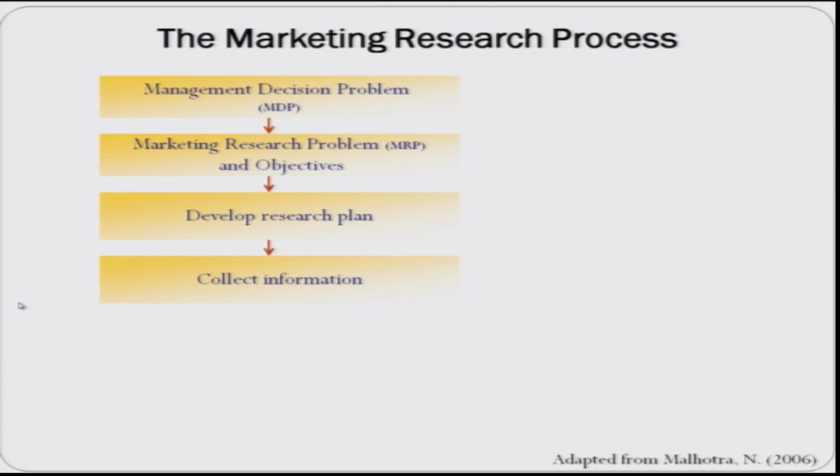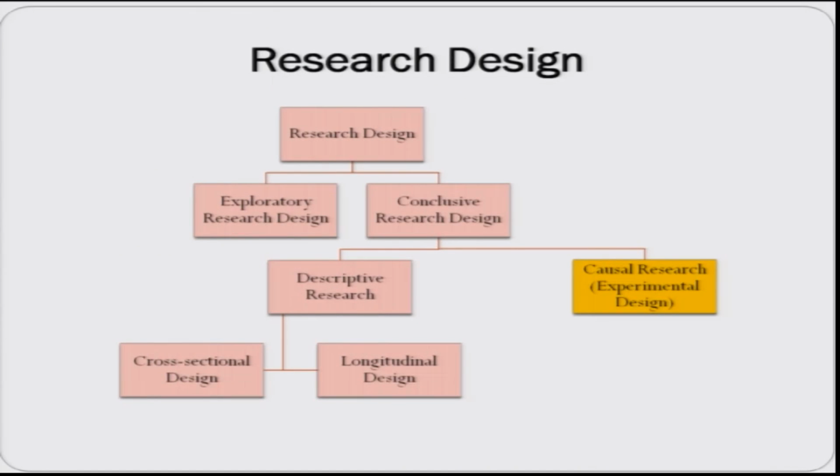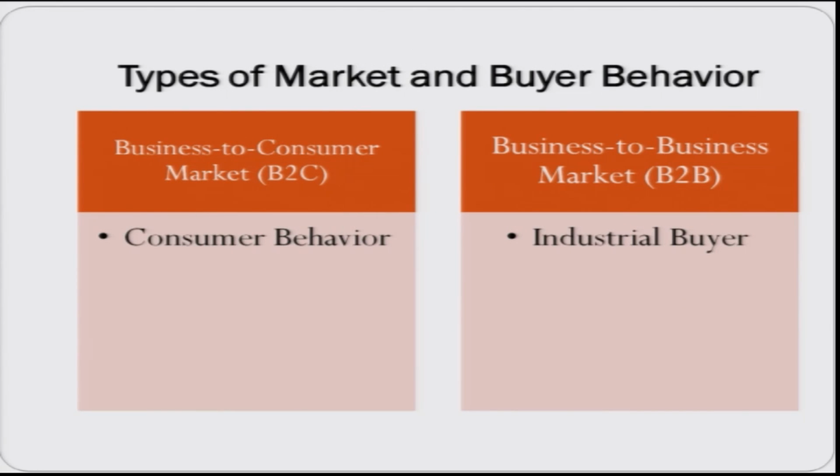And just as we were discussing what we have discussed in the previous course, I talked to you a little bit about the marketing research process, the steps involved in it, and how the information that comes out of the marketing research process goes as an input to marketing managers. We talked about the different types of research design, that is exploratory and conclusive research design, and then we looked into the different types of market and buyer behavior based on the different types of customer being served.